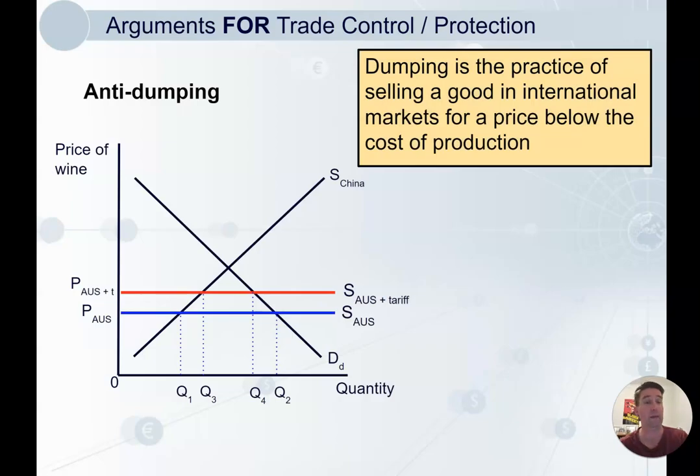Okay, anti-dumping. We haven't heard what dumping is. Dumping is the practice of selling a good in international markets for a price below the cost of production. So, for example, we make something for $100 here and we sell it cheaply overseas to destroy their industries. We might sell it for $50 overseas to wipe out their industry. Then when their industry is wiped out, well, we raise the price again, right? And suddenly we've got a much bigger market to sell to. That's the idea of dumping.